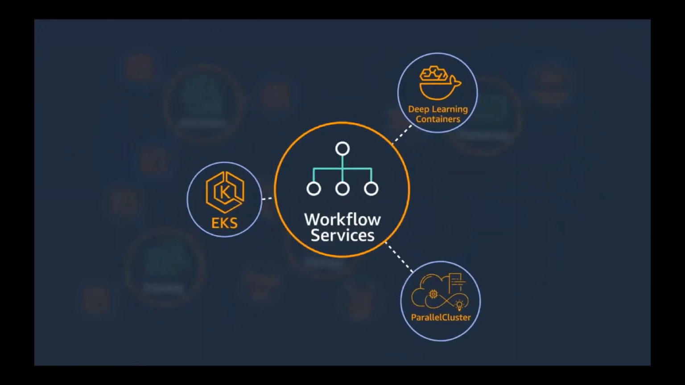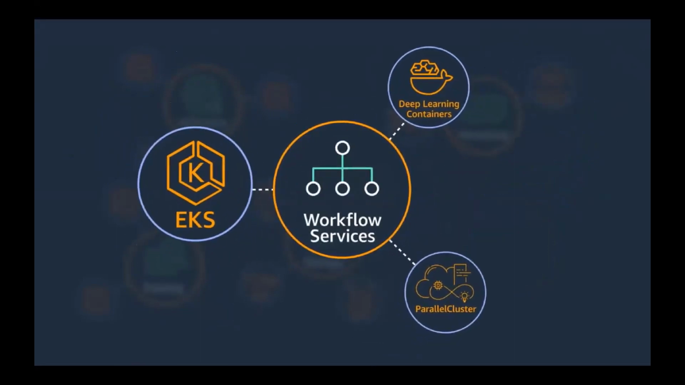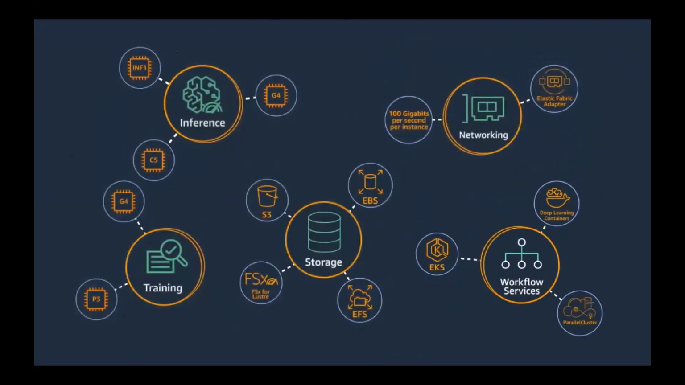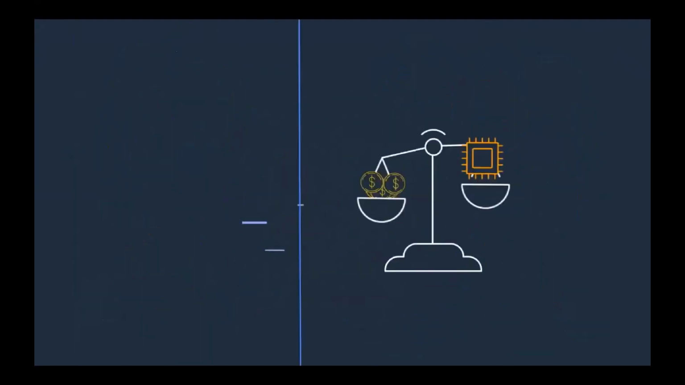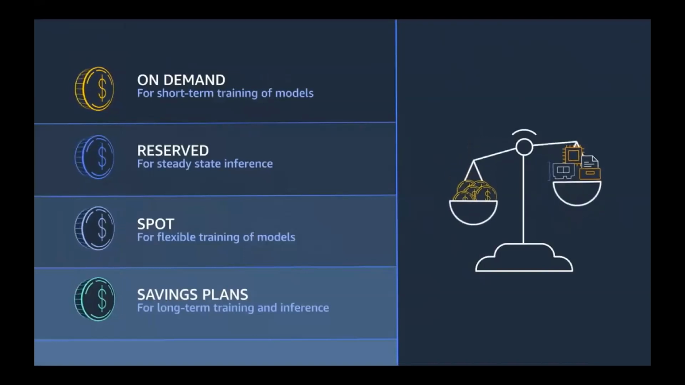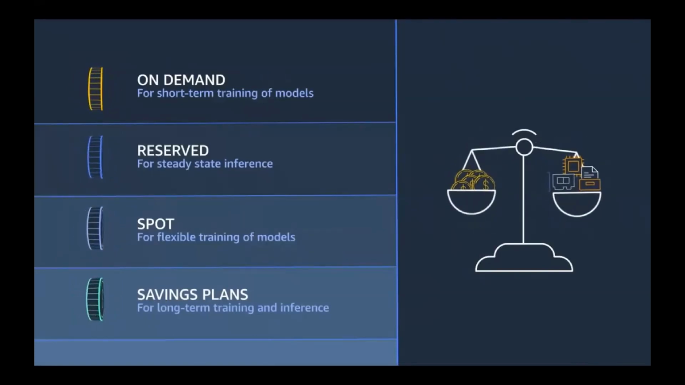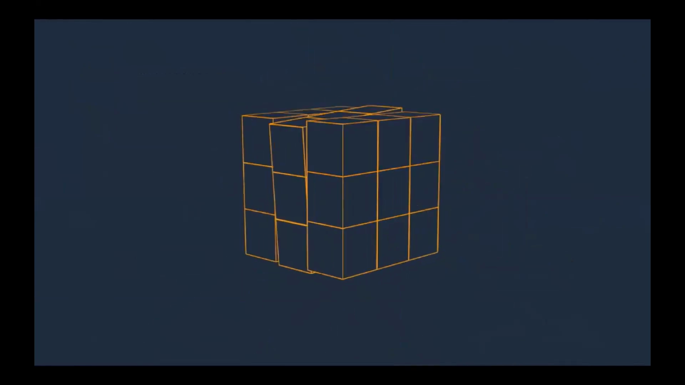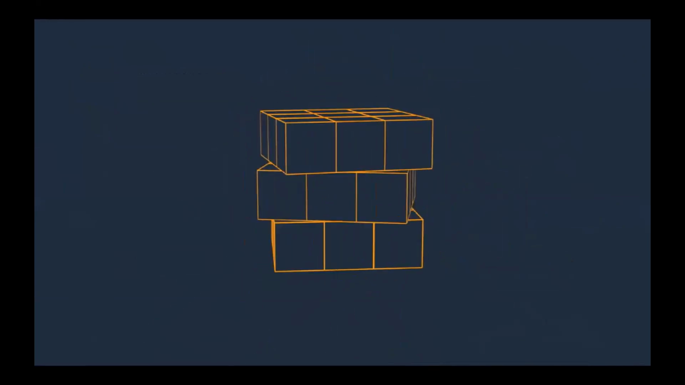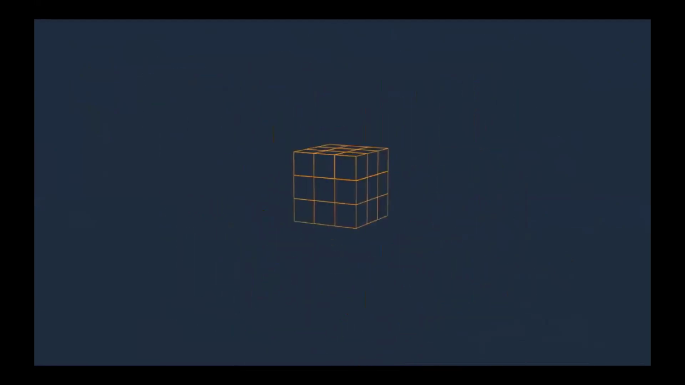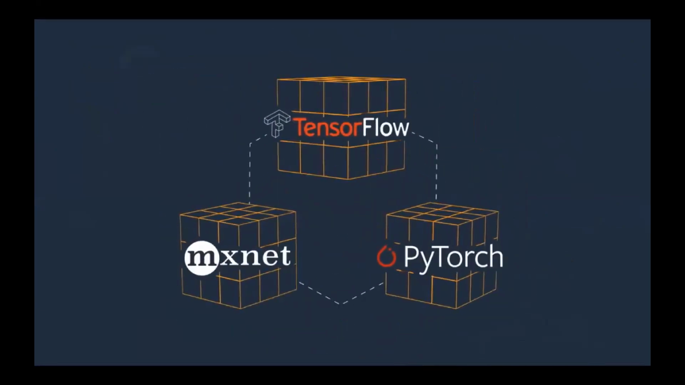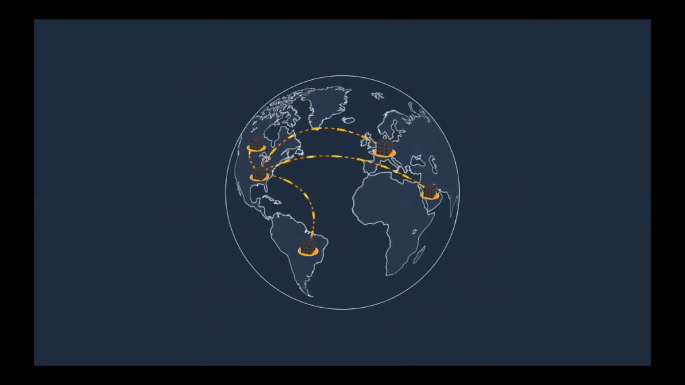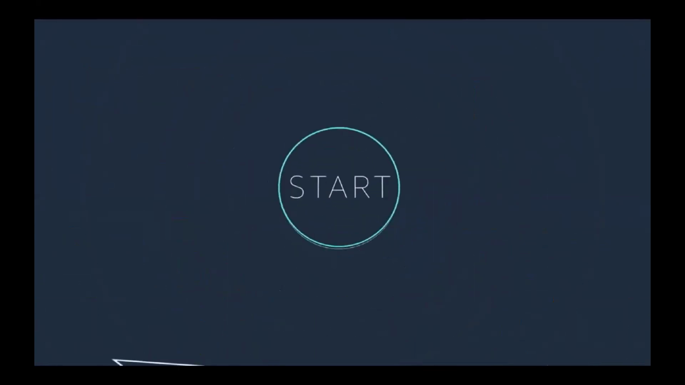For highly scalable Kubernetes orchestration, you can use Amazon Elastic Kubernetes Service to efficiently run distributed training jobs. In addition, AWS offers different pricing plans to meet the needs of any organization. Business conditions constantly change, and AWS ML infrastructure can change with it. Whether it's scaling up or down as needed, choosing different ML frameworks, or changing geographic locations, AWS ML infrastructure can adapt to meet your needs.